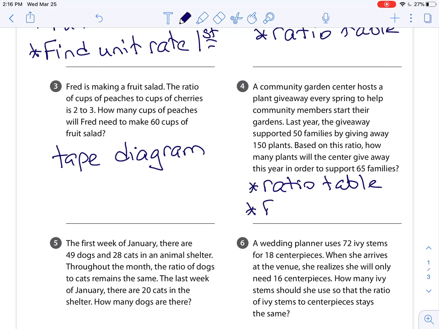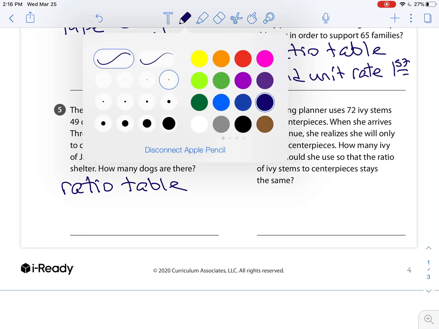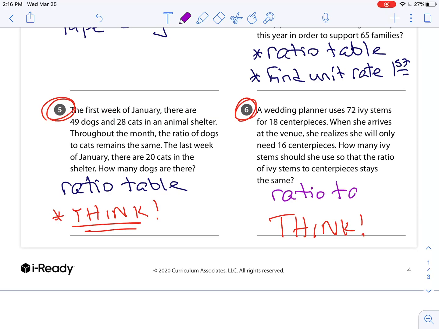Number 4, I want you to use a ratio table, and I want you to find the unit rate first. So again, that's like number 3 on the page that we just went over. Number 5, I want you to use a ratio table. Number 5 would be one of those ones that in my book is circled with a red, because you need to think. Think of what you can do. You don't need to use unit rate, but your ratio table should have 3 equivalent ratios on it. We'll go over number 5 tomorrow, but I want you to think and do the best that you can on 5. And same with 6. I think you're going to do just fine. You're going to be able to do 5 and 6, but you need to think.